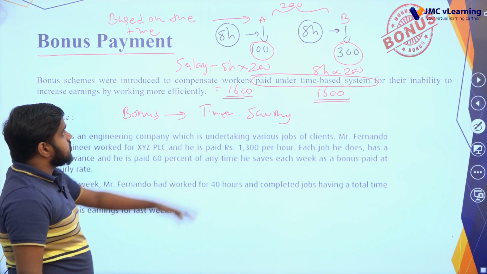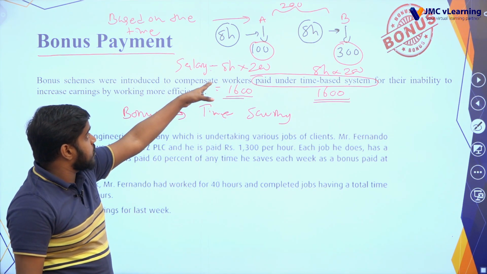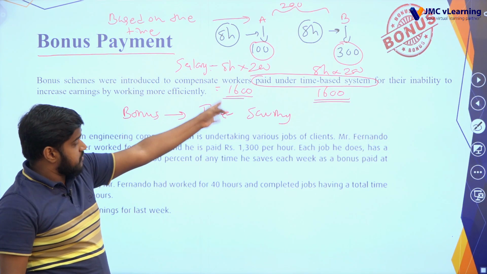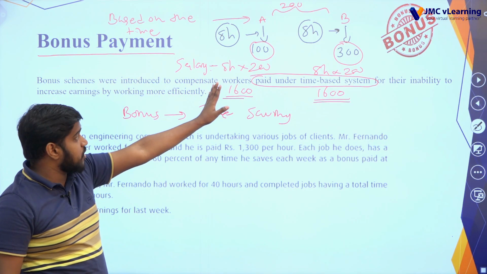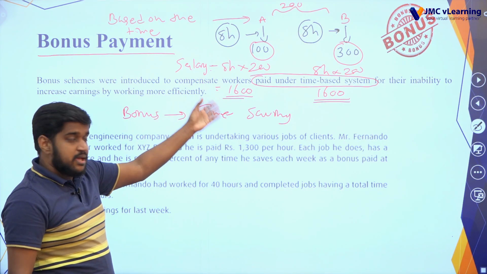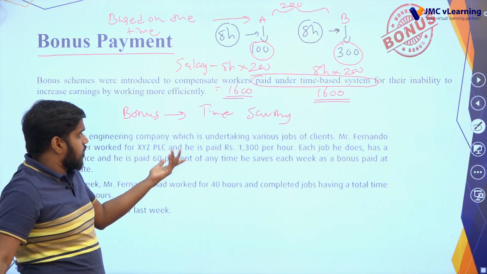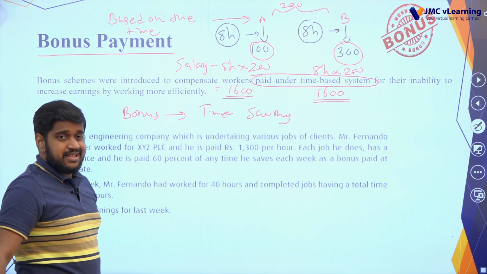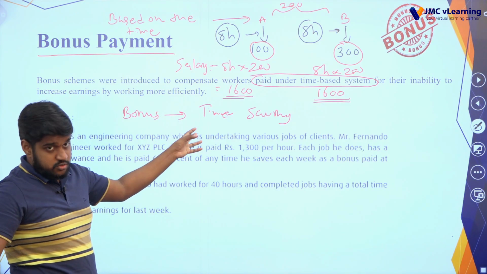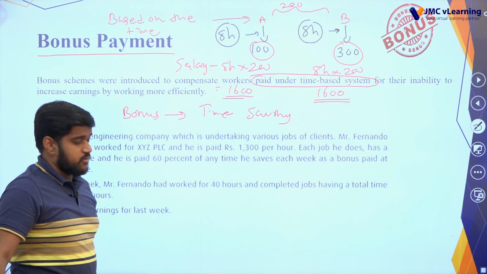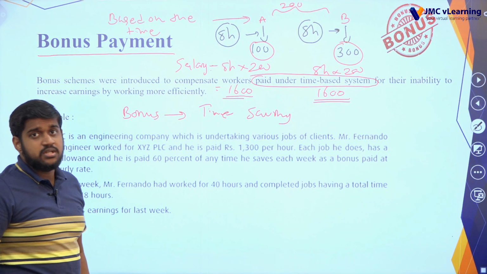When we consider this situation, A produced these 100 units using 8 hours, but when we consider B, he produced these 300 units using the 8 hours. Definitely B saved some time for the organization. In this situation, we can calculate the time saving, or the time saved by that employee. Then based on that, we can calculate our bonus payment.